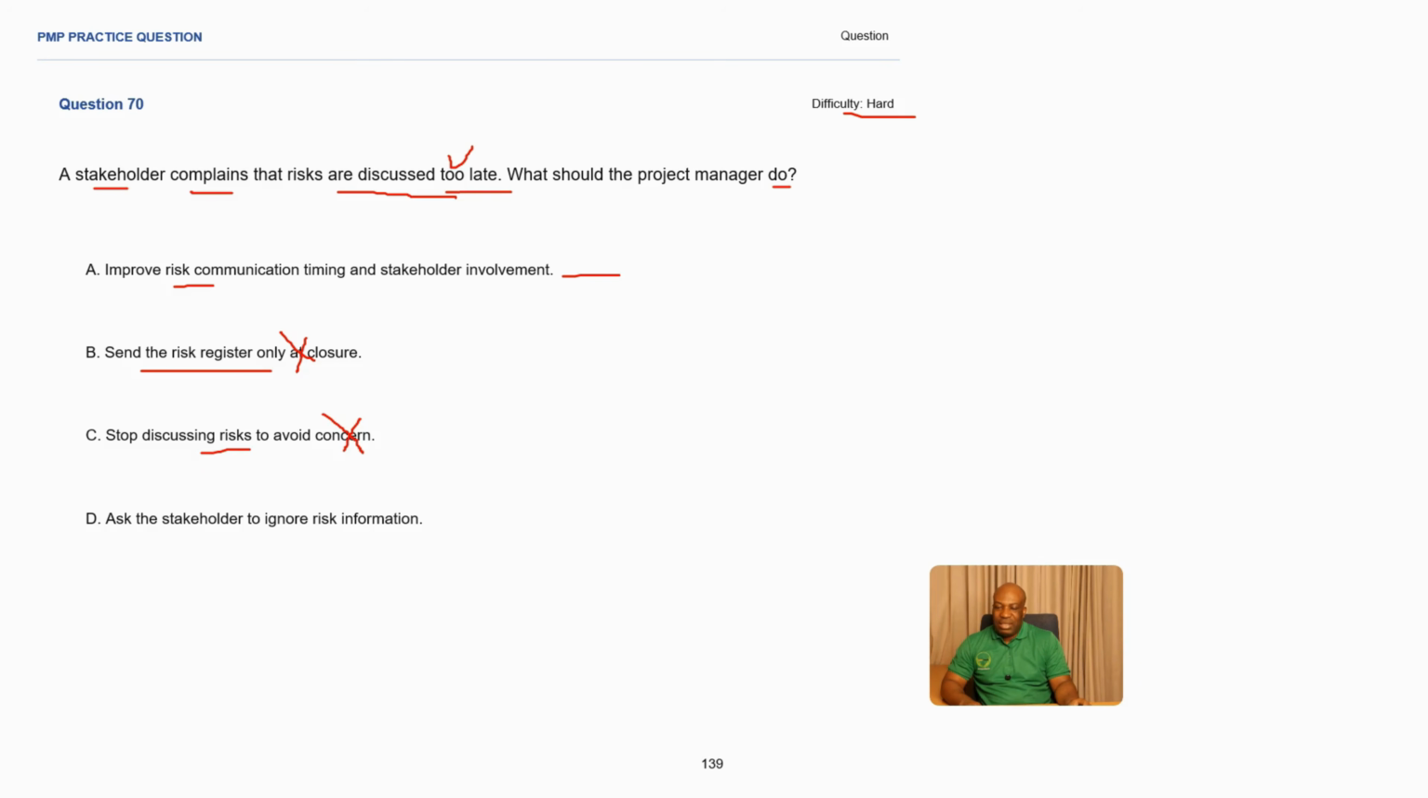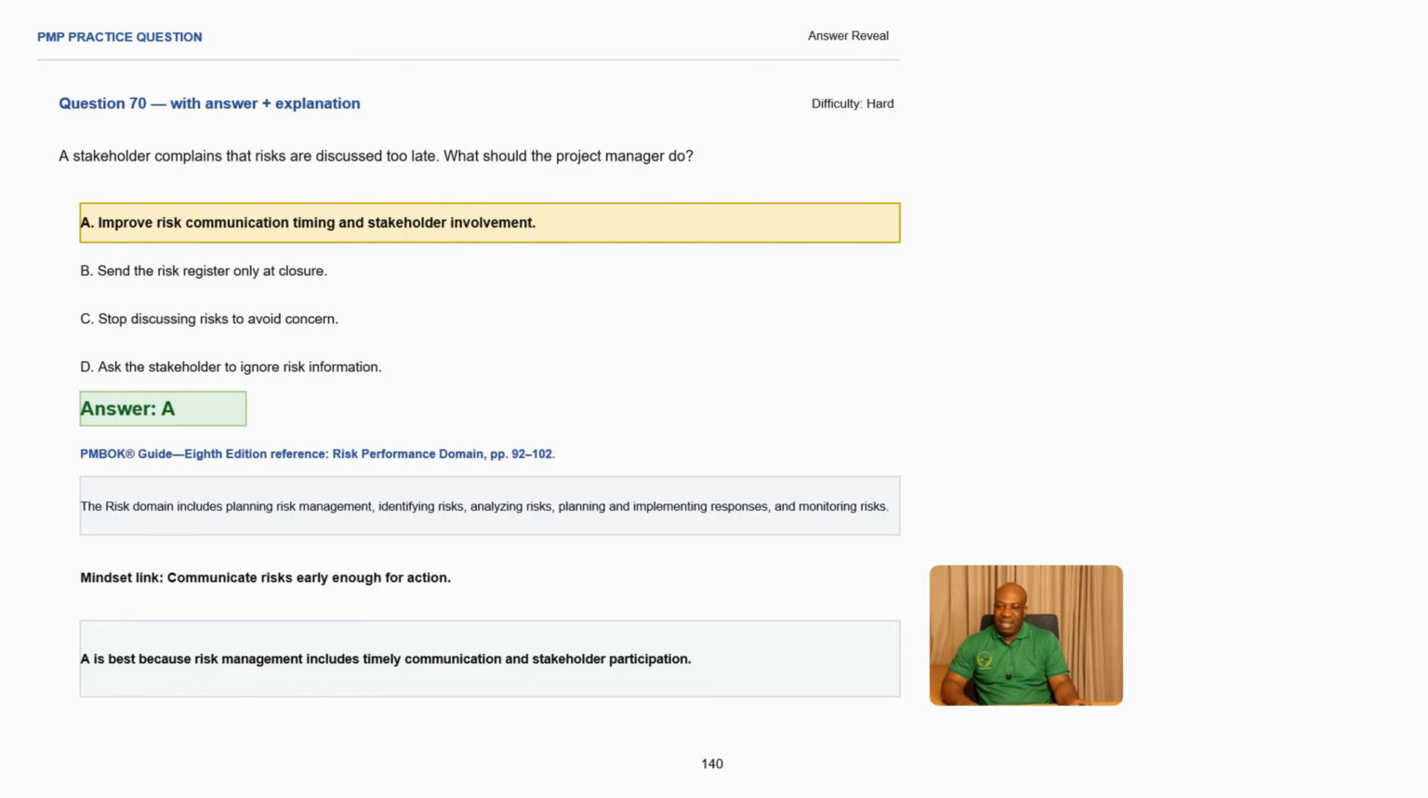Ask the stakeholder to ignore risk information. You don't ignore risk information. Risk is actually very important because it gives you that proactive time to look at how you're going to respond in case it materializes, making this an incorrect answer. So the best answer here is A. Okay? You need to improve risk communication, timing, and also stakeholder involvement.